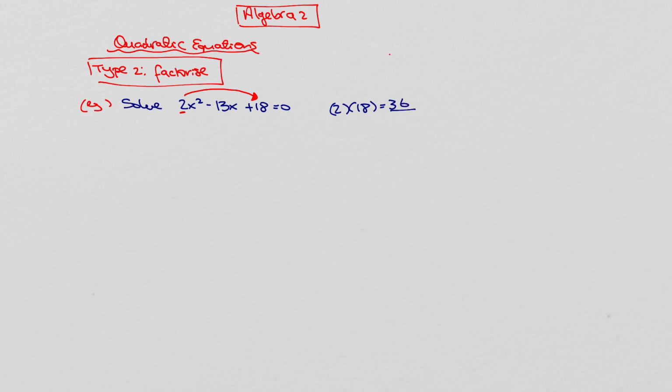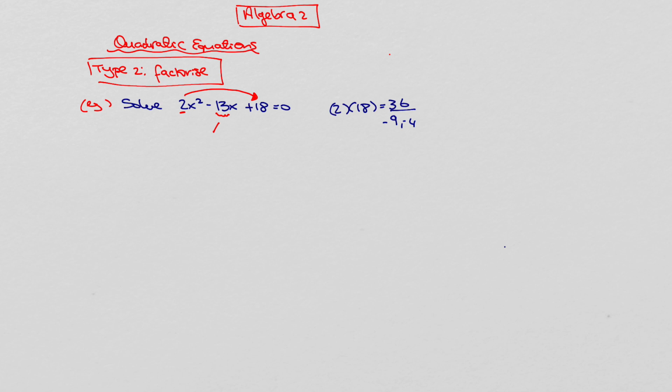So we say what multiplies to give us this number 36 and adds to give us this middle number in front of x, which is minus 13. So if I look at the factors of 36, I know that 9 times 4 gives me 36, but 9 plus 4 gives me plus 13. So therefore it must be minus 9 and minus 4, because minus 9 times minus 4 is plus 36, and minus 9 minus 4 is minus 13x.